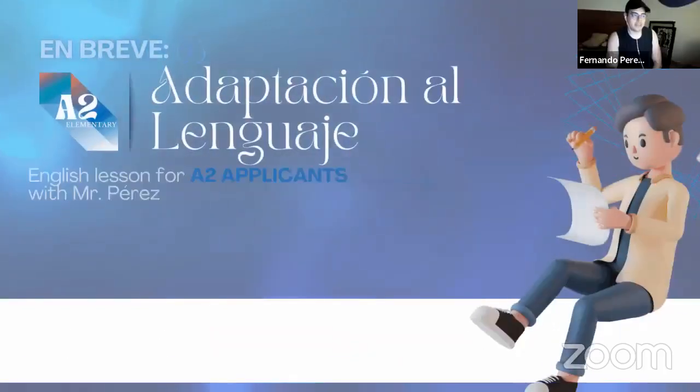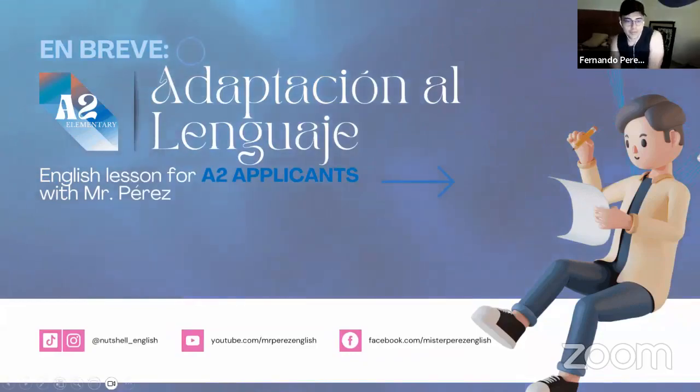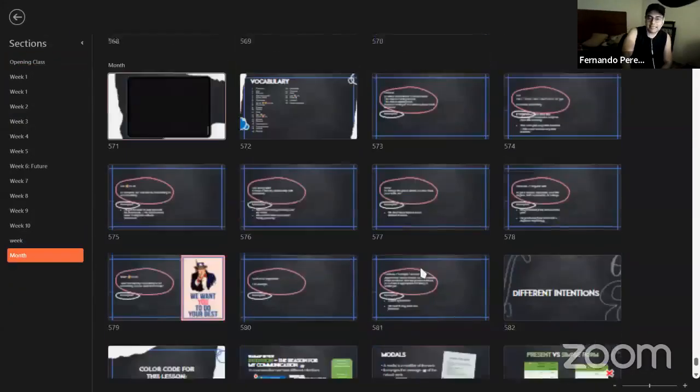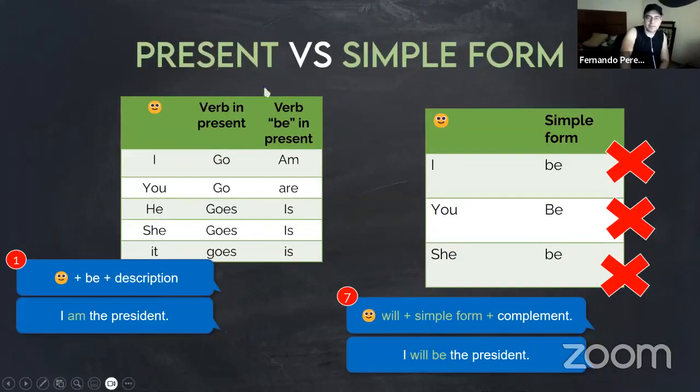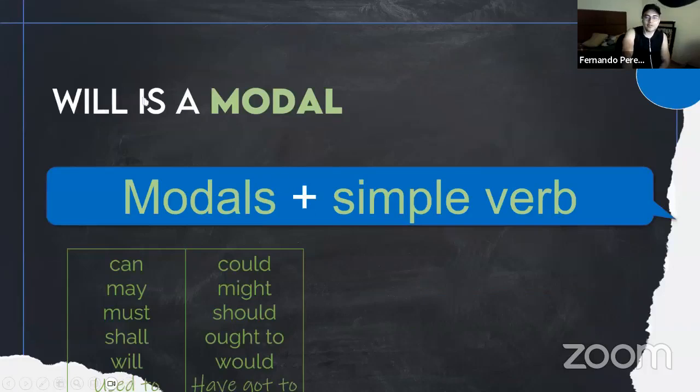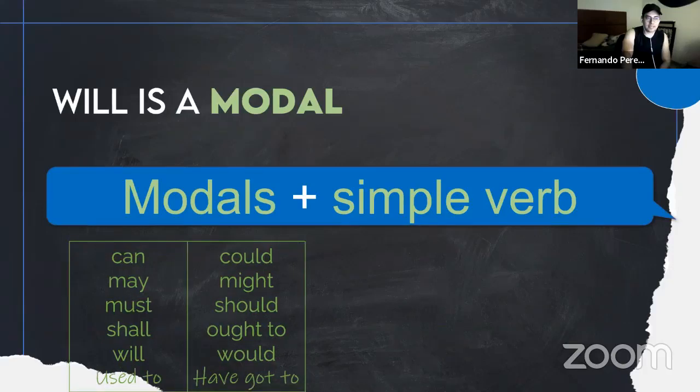You speak about present, and yesterday we spoke about the difference between present and simple form. The present is the verb is, are. The present is go and goes. But when you say simple form, you need will, and will is in the group of the modals, right? And these are modals.